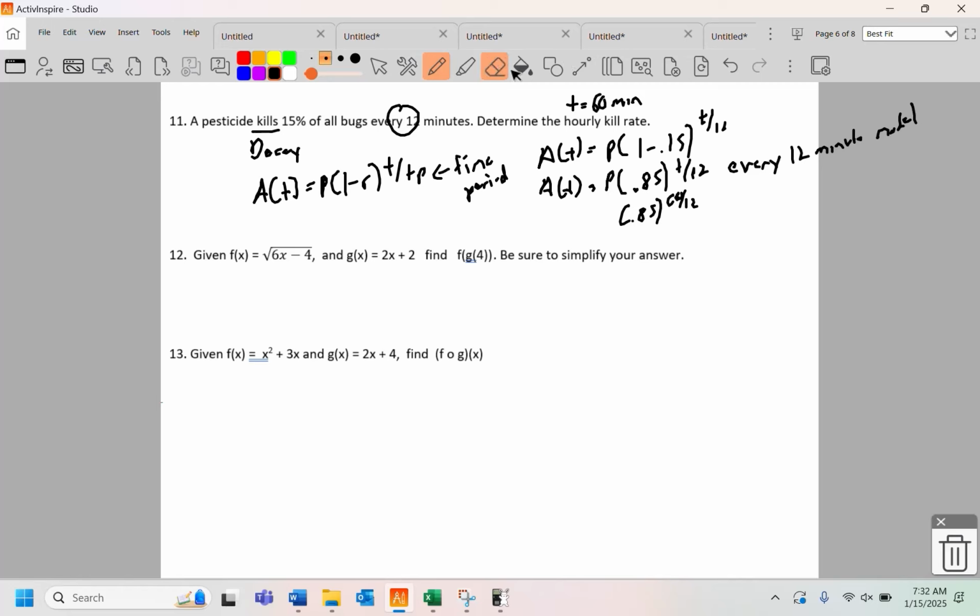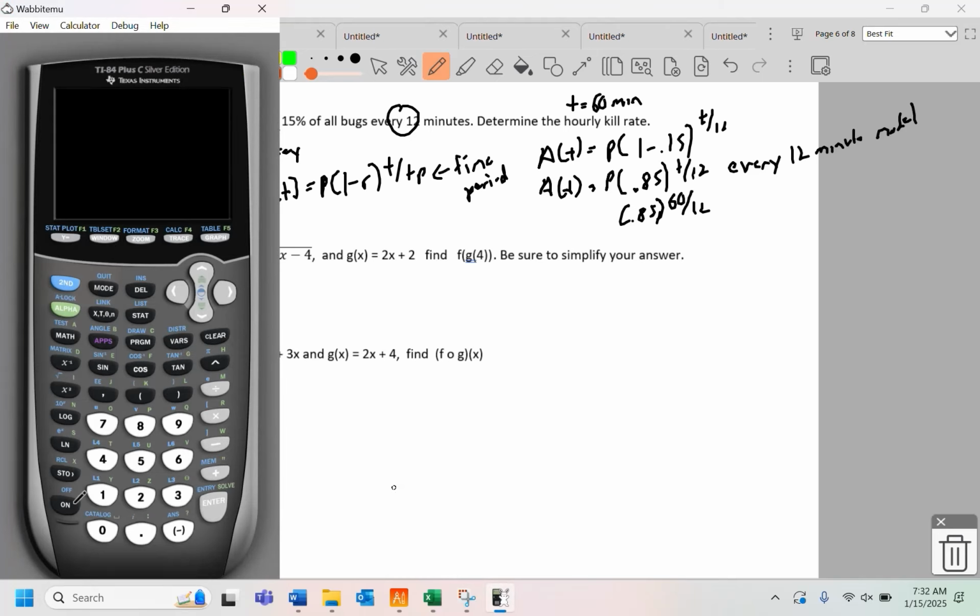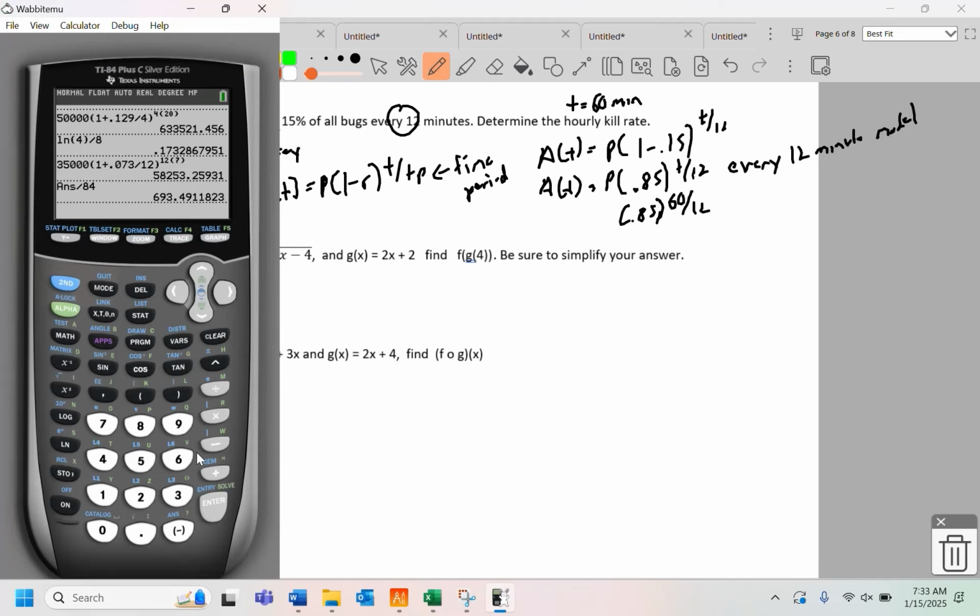Let me erase that so it looks a little better, because you're probably watching this without audio and just flashing through to the answers. And let's see what that is. I'm not asking you to rewrite a function. I'm just asking you to find the hourly kill rate. It's actually a really fast pesticide, by the way. 0.4437.